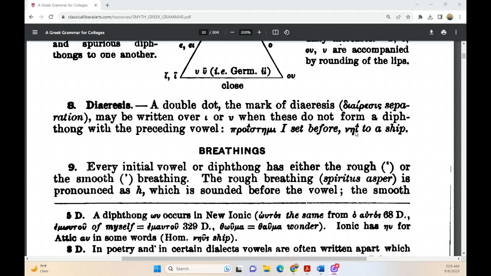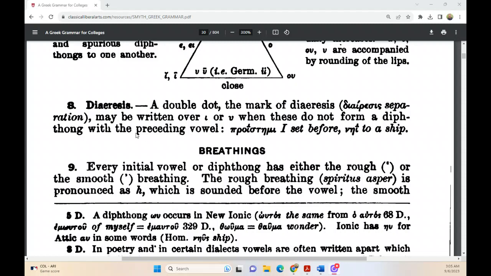Okay? And here's another example. We have the Greek letter nu, eta, and iota marked by diairesis. So we don't read it as ne, one syllable. We read it as nei, two syllables.